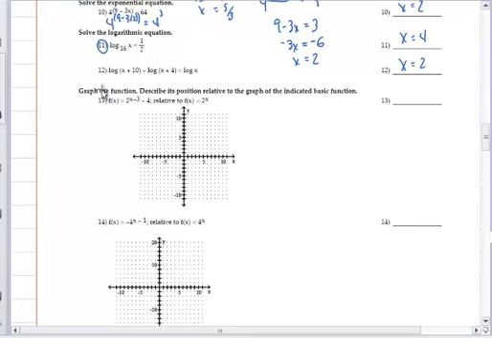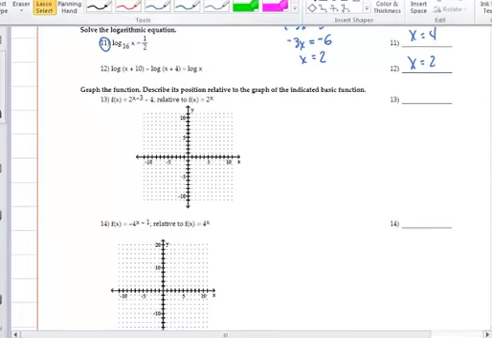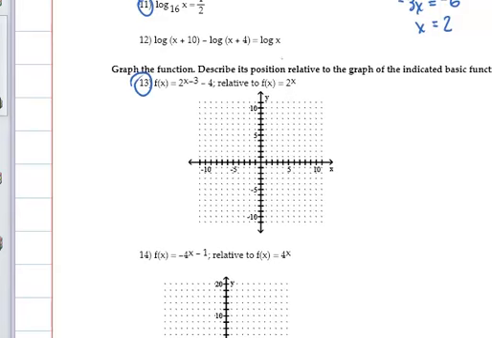Now we're working with number 13, and 13 is asking for us to describe the position relative to 2 to the x. Well, 2 to the x has a few points on it.